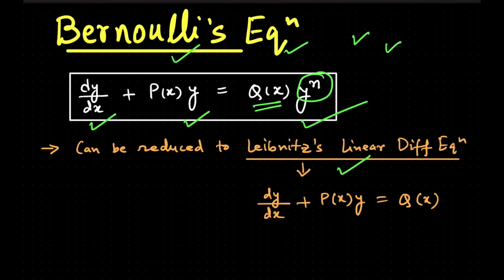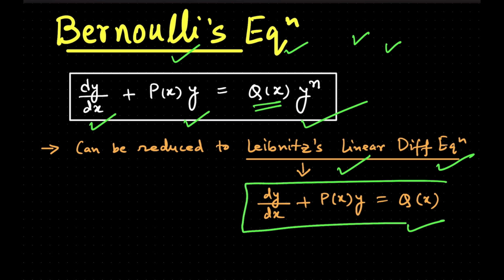We have already seen how to solve the Leibniz linear differential equation. For example, this is the standard form of the Leibniz differential equation. Here the main problem is that you have this extra term, that is y to the power of n. So we will understand how to convert Bernoulli's equation into a Leibniz linear equation.